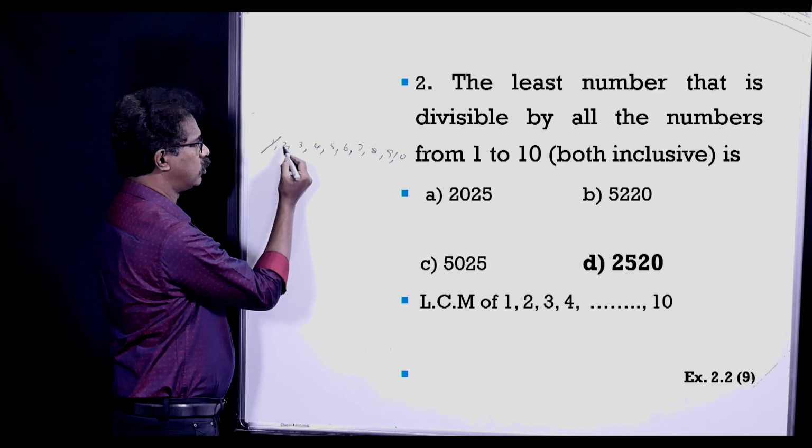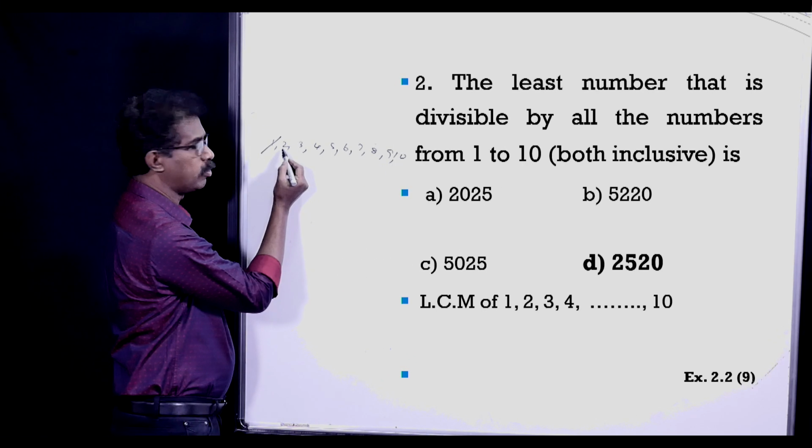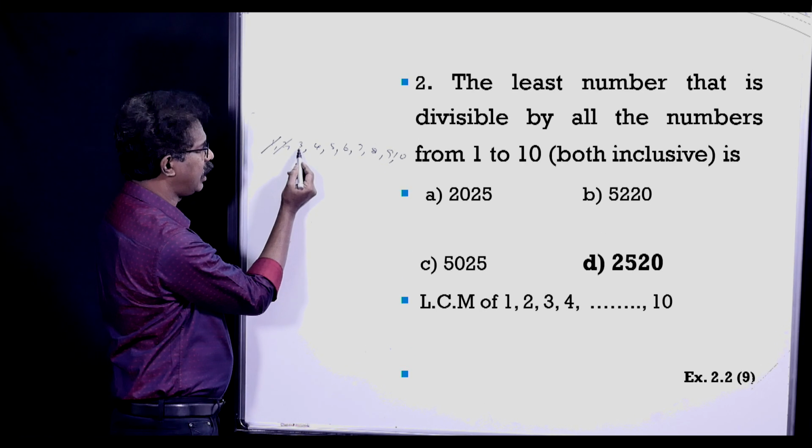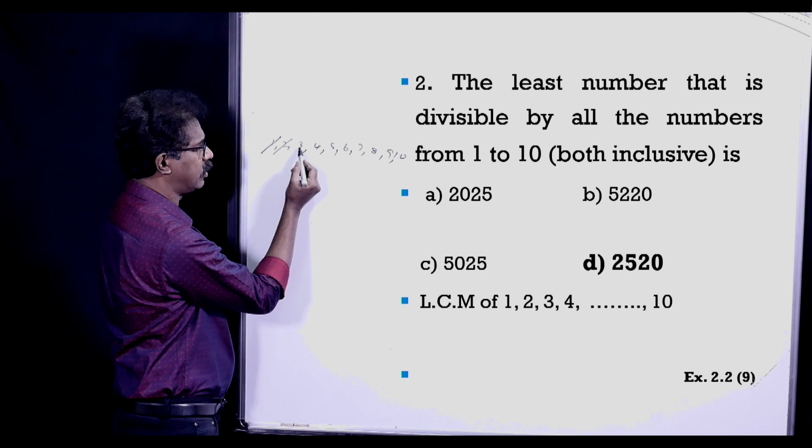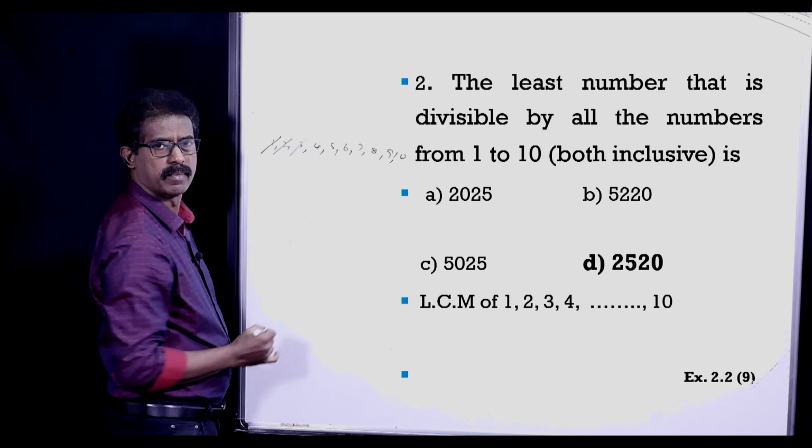10 is divisible by 2. So if a number is divisible by 10, definitely it will be divisible by 2. So I can leave it. 3. This 9 is divisible by 3. So LCM will be adjusted here.